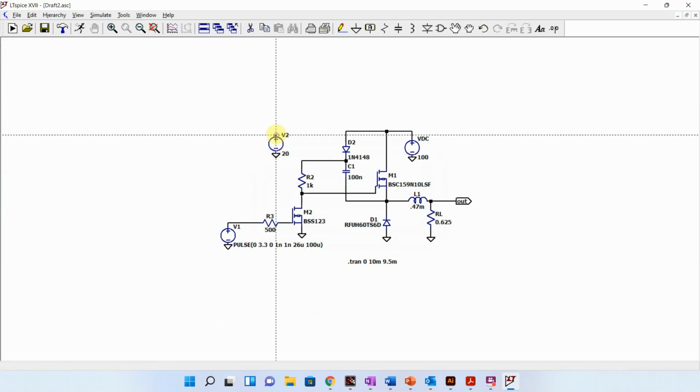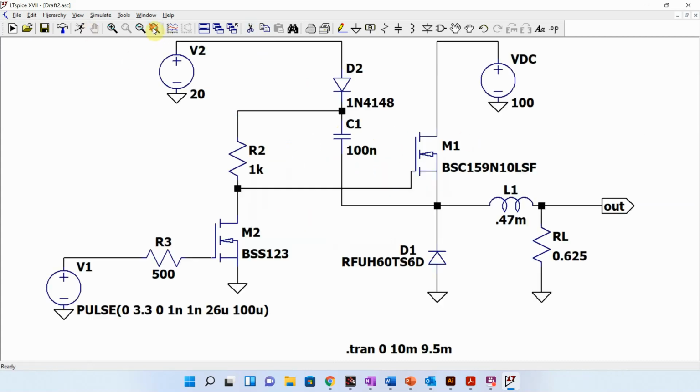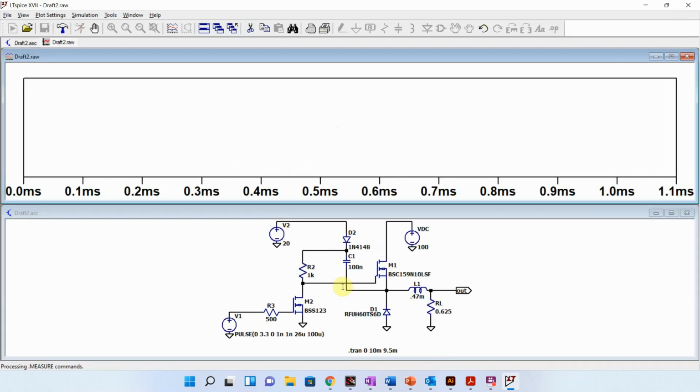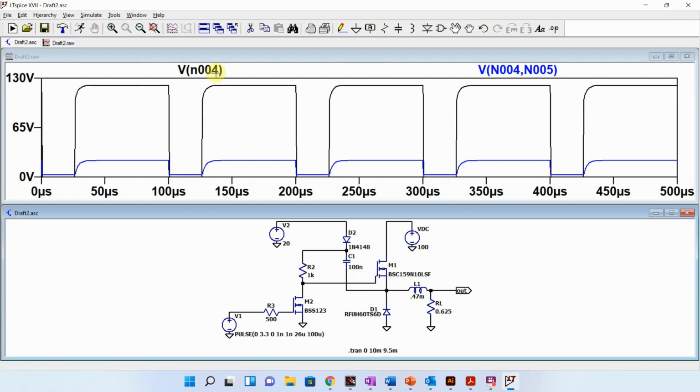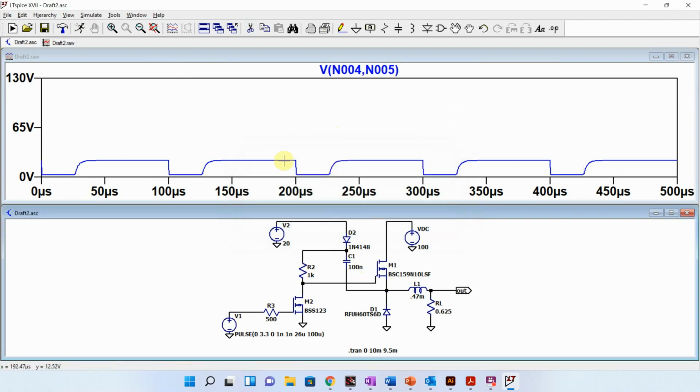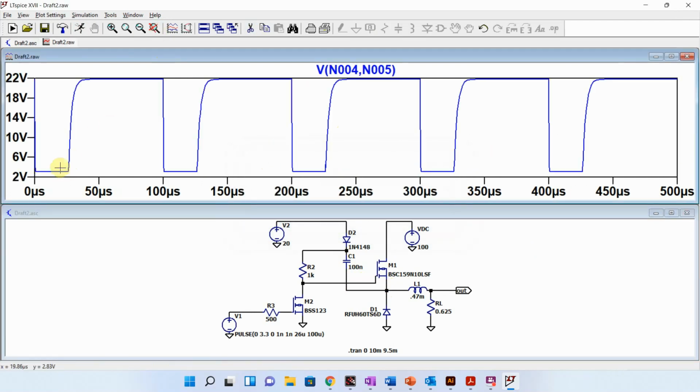And I'm going to cut this, so now the 20 volts is across my bootstrap, and then the 100 volts is over here. So now if I run this, you see this one's going up to the 120. So from the gate to the source, we're going from the 0 to around the 20 volts.